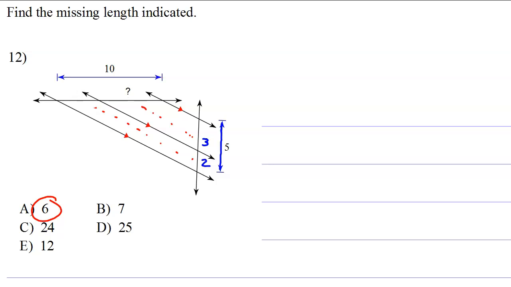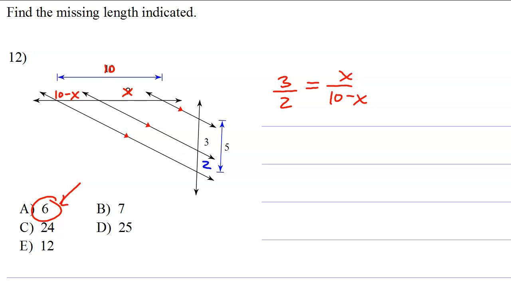Now, if you wanted more hardcore algebra, you weren't happy with that, you still need to get the 2. You would need to call this x, and you need to call this piece 10 subtract x, and then you could set it up however you want. You could do like 3 over 2 is x over 10 minus x, and I'm not going to do the math, but you'll still get the same answer.